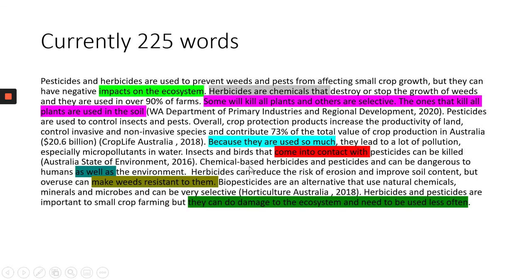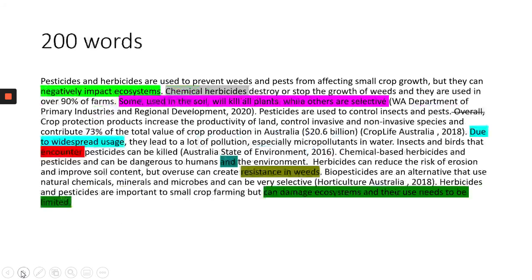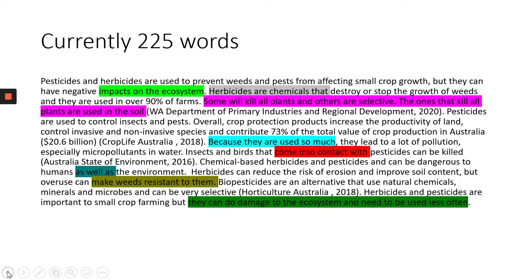Let's go down to due to widespread usage. Previously it said because they are used so much. Due to widespread usage is shorter and also sounds a little bit more technical and sophisticated as well. So sometimes doing this can force you to think about your sentence structure and improve it. Now the red word there, encounter. Insects and birds that encounter pesticides can be killed, whereas the original said insects and birds that come into contact with. So we've found one precise word, which means the same thing as those 4 words and cuts that word count down by 3 words.